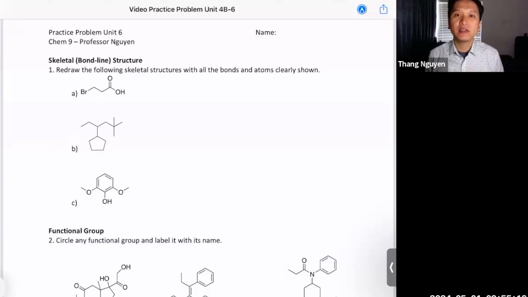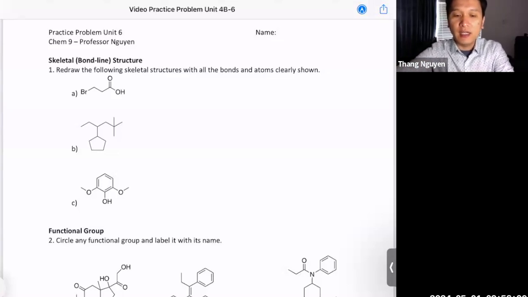In a bond line structure, every time you see a zigzag line, a segment, that means 2 carbons are connected. If a line segment is connected to another element that is not carbon, then you have to write it out, like that bromine in that first case there. And then every carbon has to have 4 bonds or 4 lines to it. So if it doesn't, that means the remaining lines are hydrogens. So hydrogens are just simply ignored. Okay. So in the first question, it says to redraw the following structures with all the bonds and atoms clearly shown, meaning the hydrogens that we ignore, we have to draw them out.